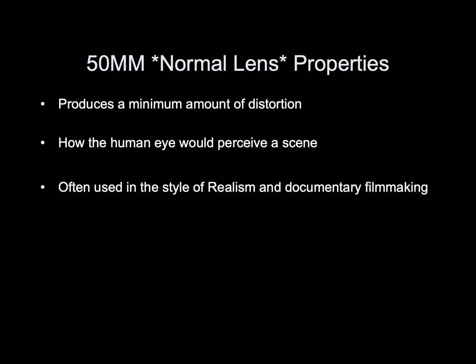Normal lens properties. Produces a minimum amount of distortion, how the human eye would perceive a scene, often used in the style of realism and documentary filmmaking. A normal lens would be the default lens on your phone or a camera that doesn't have interchangeable lenses.